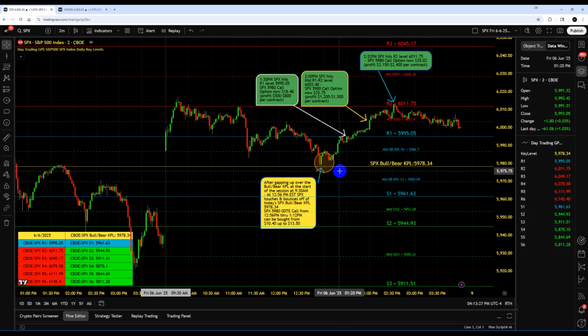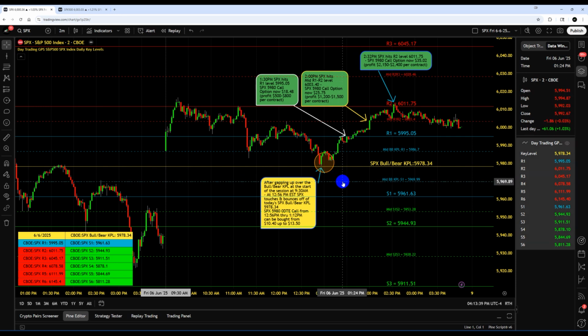And then your stop loss is going to be a quarter level below the bull bear key price level for the day. If you wanted a more liberal stop than that, then you could go ahead and make it the midpoint between the BBKPL and S1.